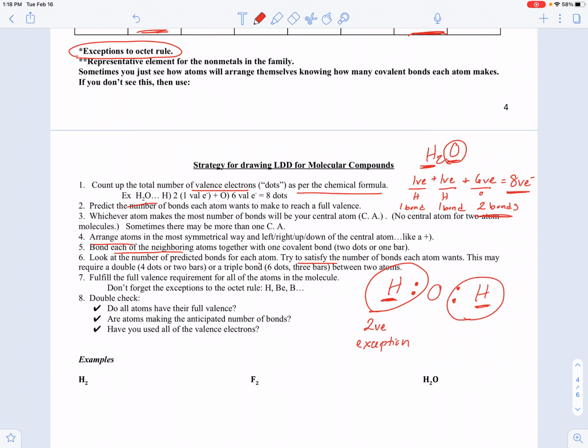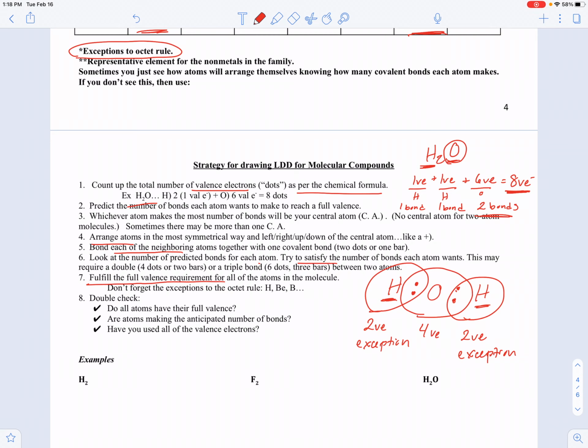And this hydrogen is happy because it's at 2 valence electrons, and it was an exception, so it's happy there. The problem is that my oxygen right now only has 4 valence electrons and it wants to be at 8. But the nice thing here is that I've only drawn 4 dots and I get 8 dots in my picture. So I'm going to fulfill the full requirement for all of my atoms without going over my dot limitation.